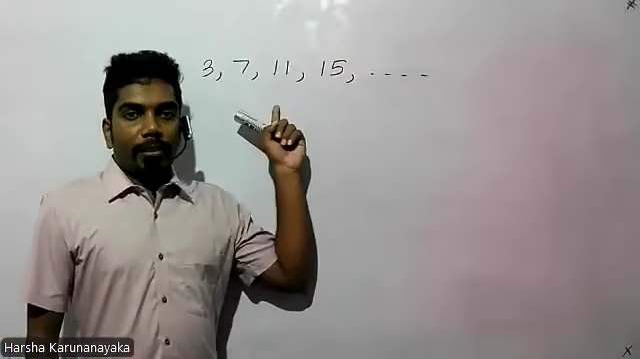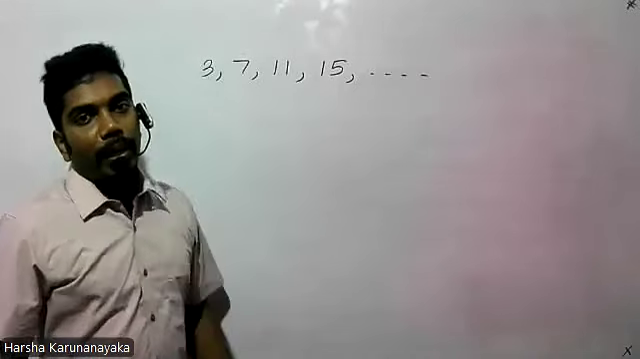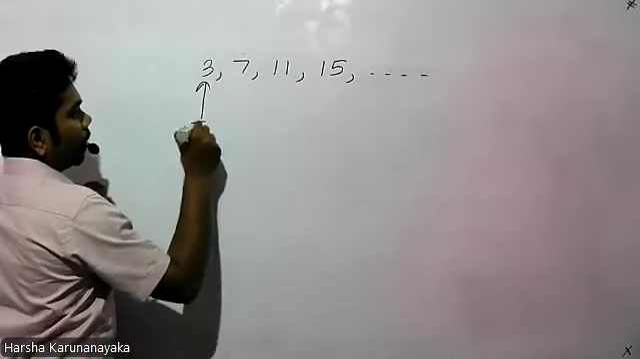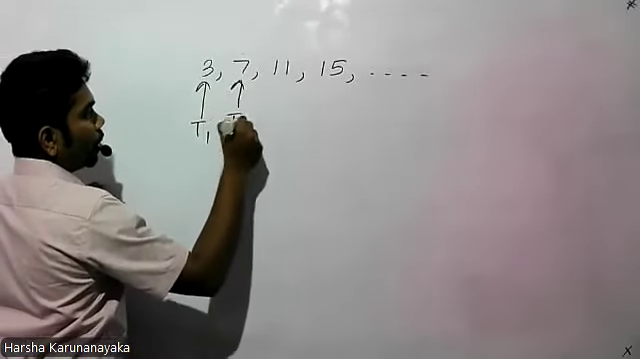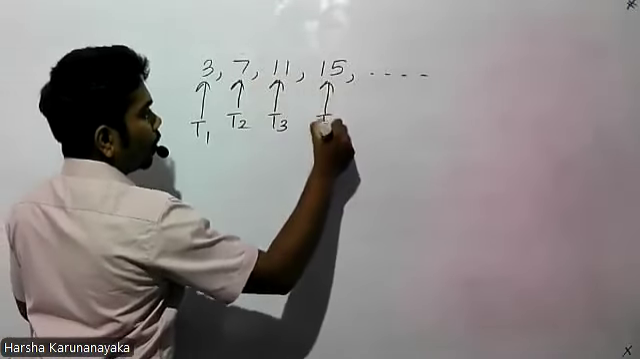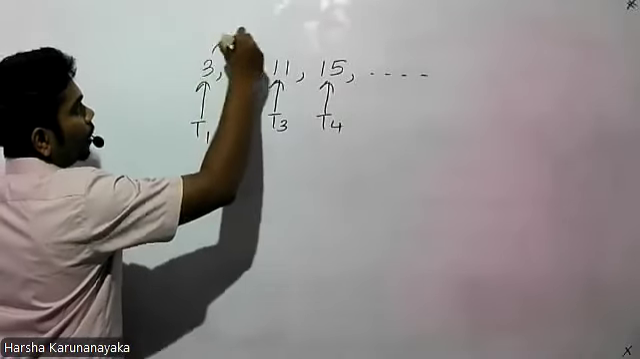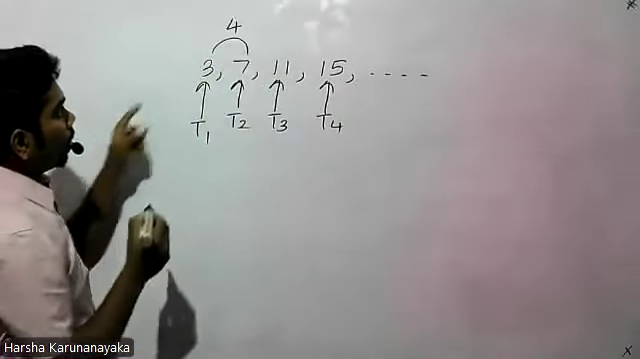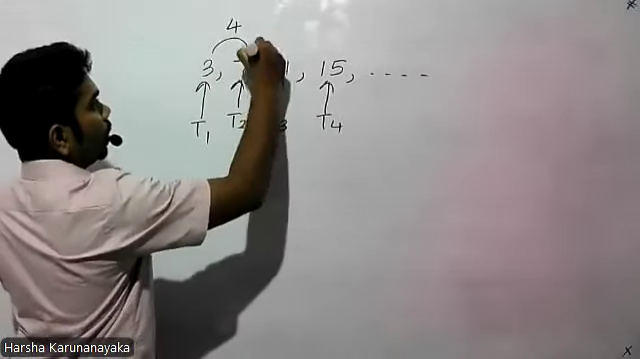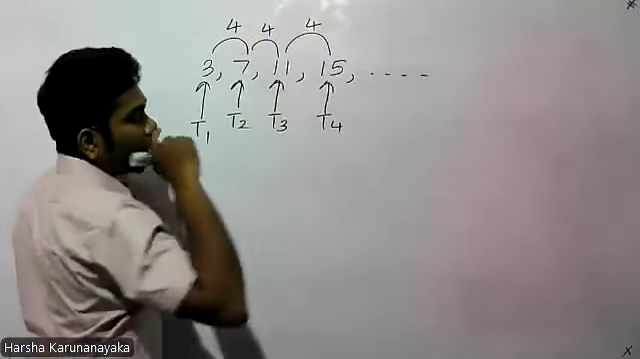I wrote a number pattern. Before we find the general term, first we have to calculate the common difference of this number pattern. This is term 1, this is term 2, this is term 3, this is term 4, and so on. So you can see the common difference is 4. 3 plus 4 is 7. 7 plus 4 is 11. 11 plus 4 is 15. Like that.